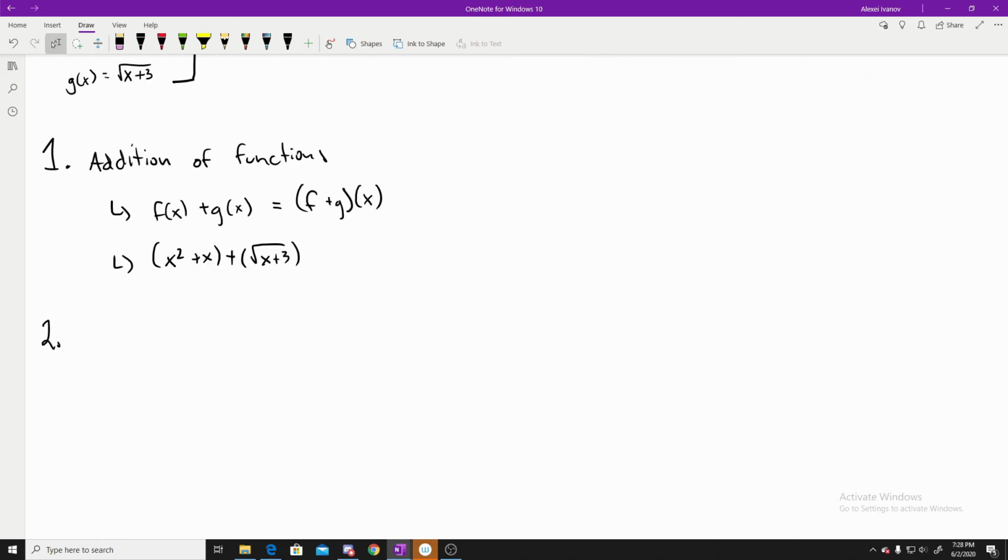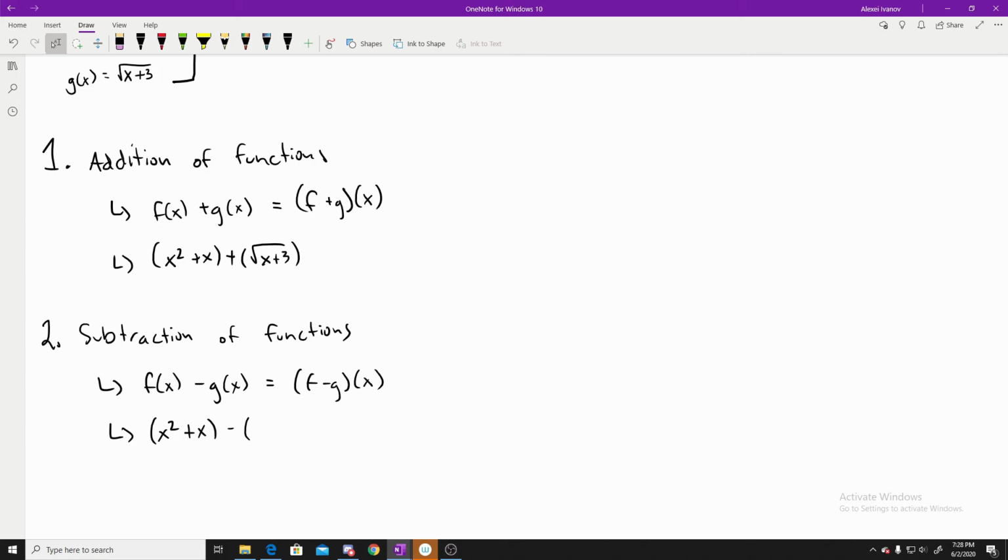Now, the second combination of functions we can see is the subtraction of functions. And the notation for that would be f of x minus g of x, or you can sometimes see f minus g of x. And using the two examples, we can see that it would be x squared plus x minus the square root of x plus 3.